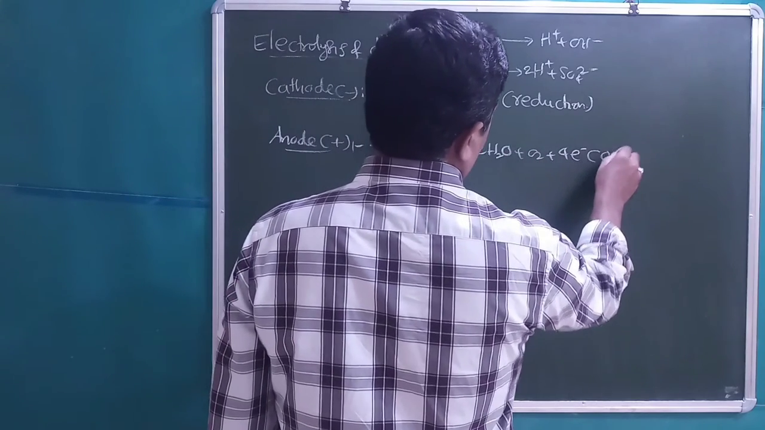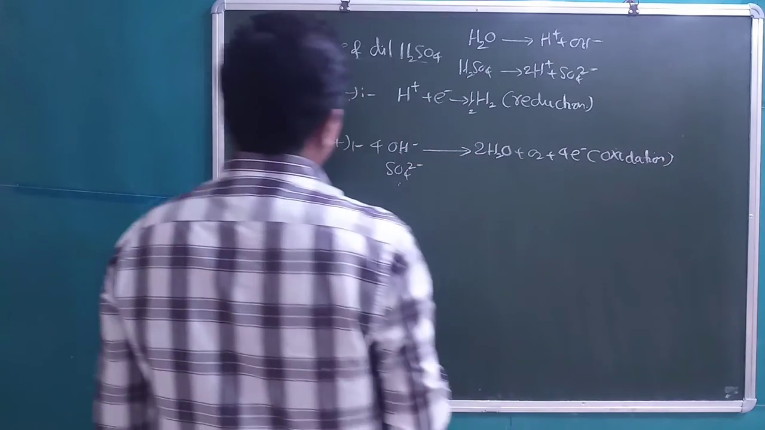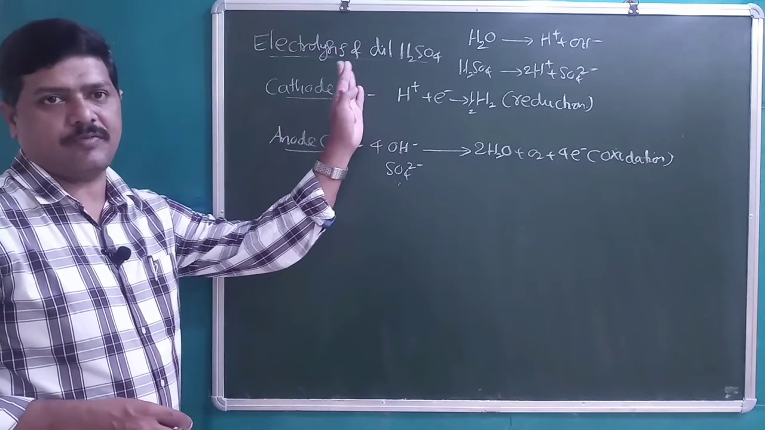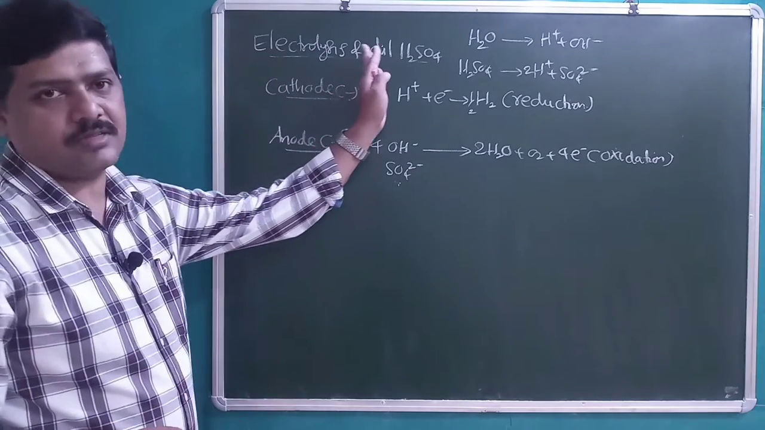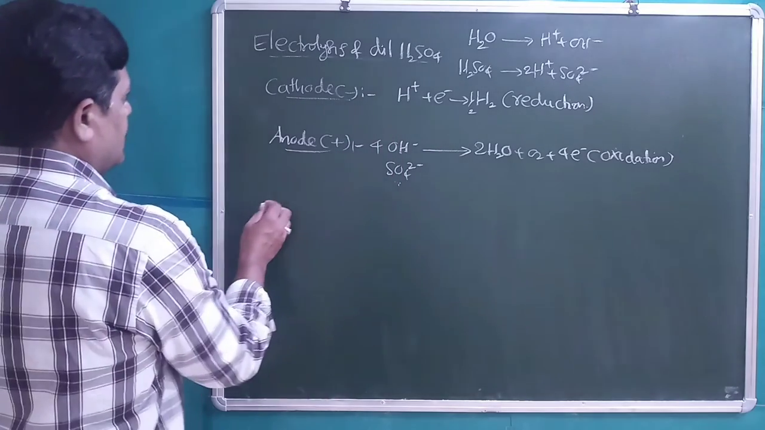Loss of electrons is called oxidation. So when we do the electrolysis of dilute H2SO4, it becomes the electrolysis of water. It is not an electrolysis of sulfuric acid, it becomes the electrolysis of water only, right?